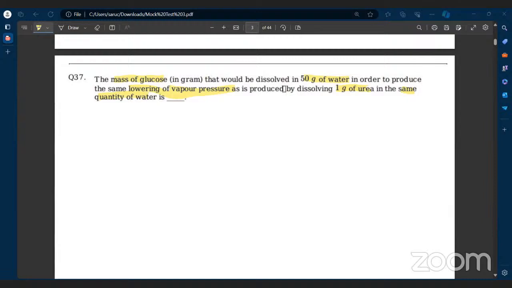So, has anyone answered this question? Have you got the answer? If anyone is done with the question, you can put the answer in the chat box.